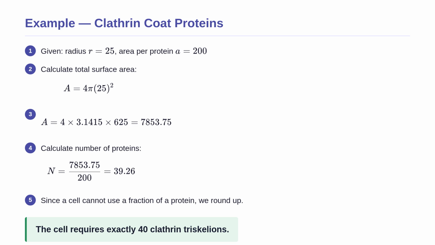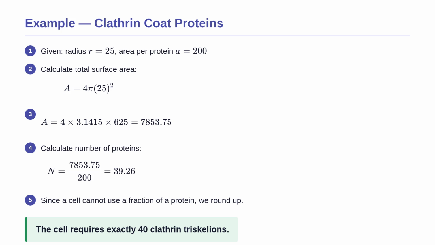Let us put these formulas into practice with a concrete example. Imagine a cell is forming a clathrin-coated vesicle with a radius of 25 nanometers. We are given that a single clathrin triskelion covers an effective area of 200 square nanometers. We need to find how many triskelions are required.